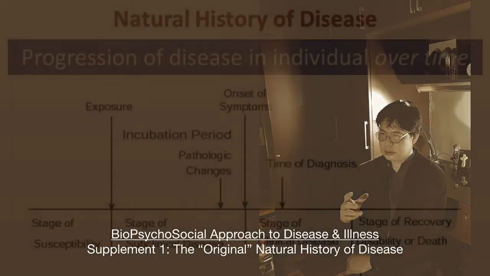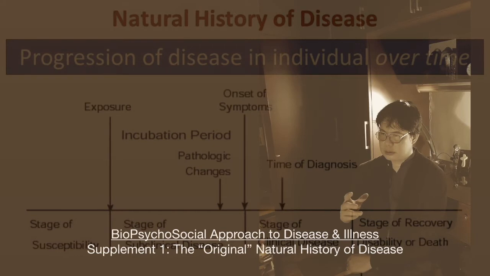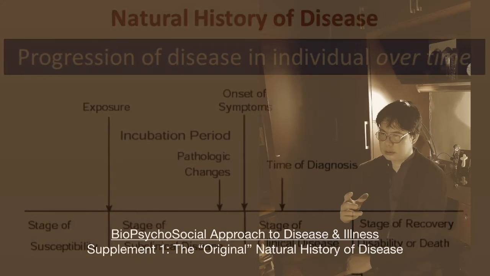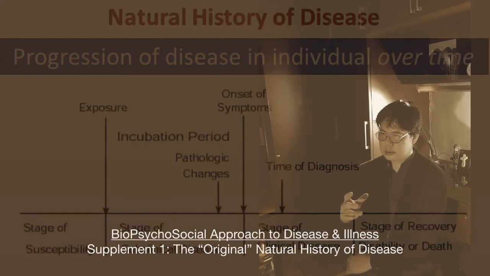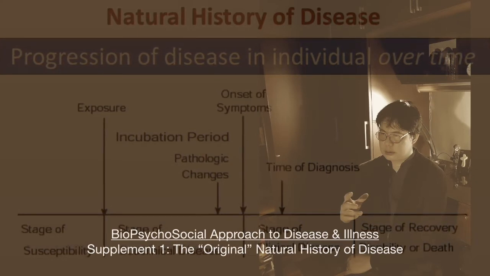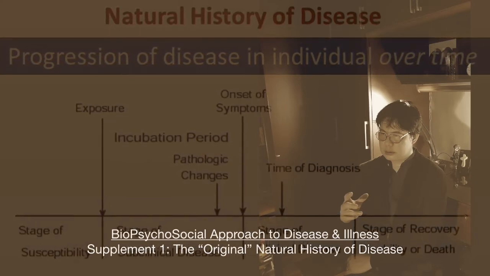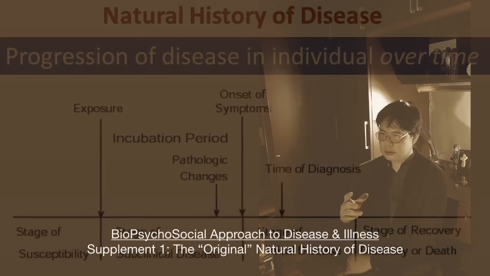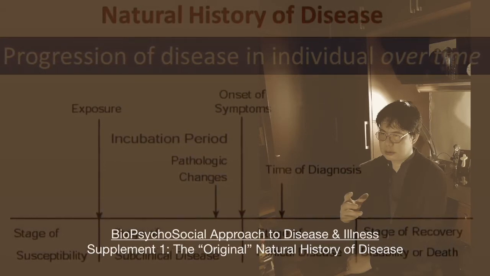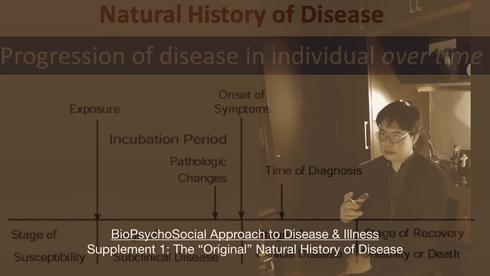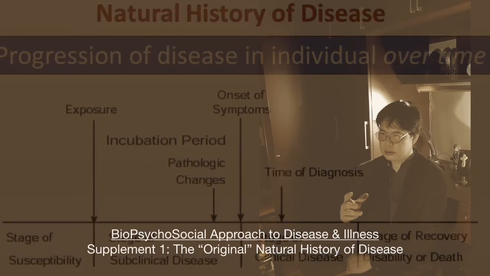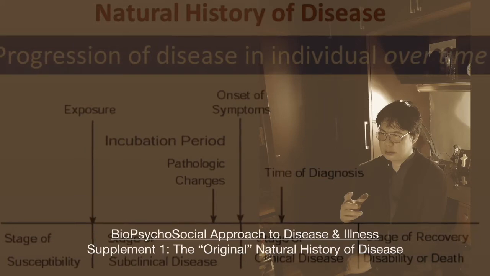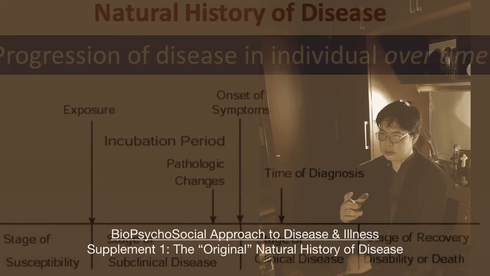Natural history of disease actually came from public health and epidemiology. You might see it in some more general pathology books and clinical books, but it's becoming rarer and rarer to see this in other fields. Now the question is, how come you're seeing it in a family medicine lecture that talks about the biopsychosocial approach to illness?